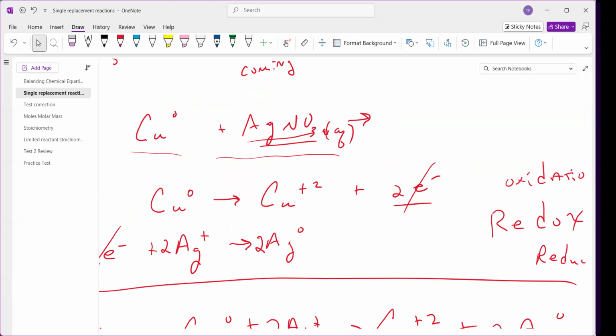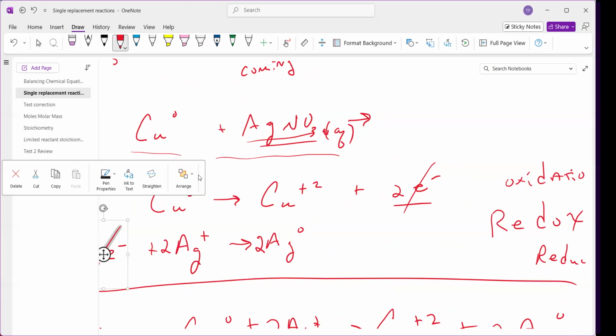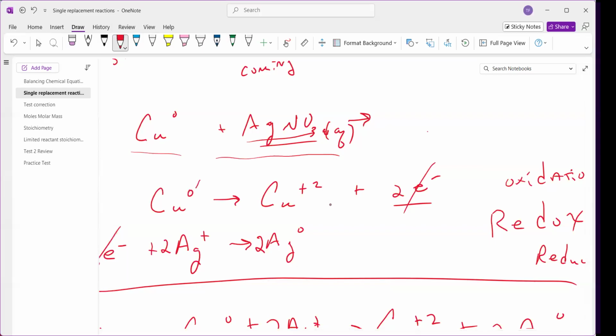Now, in my class, I always write metals with a 0 superscript to indicate there's no charge. No charge means it's a metal. So here we go, copper 0 going to copper 2. Difference there is 2 electrons. So when copper goes to copper +2, it gives off 2 electrons. Well, what's going to receive it? The silver is going to receive it.